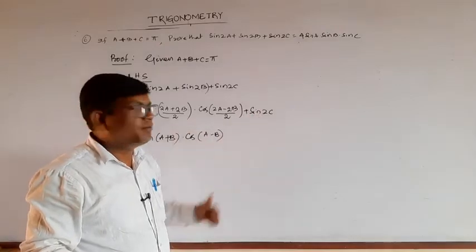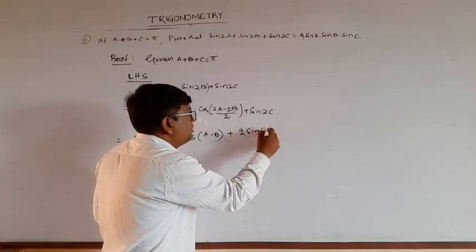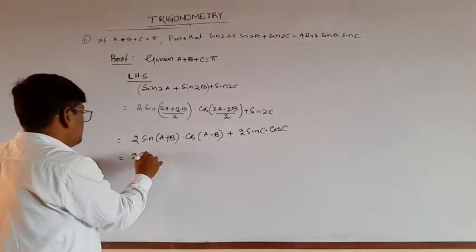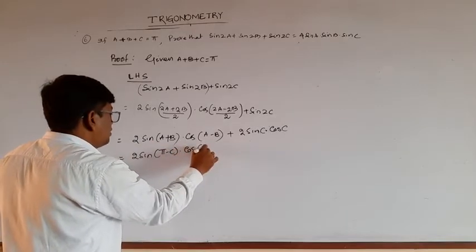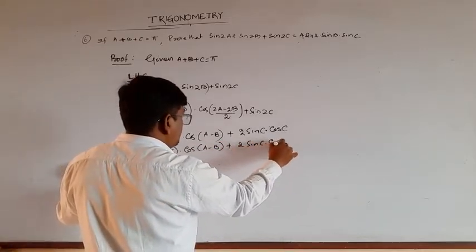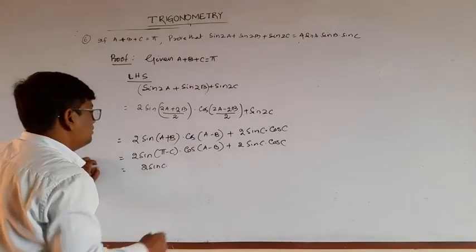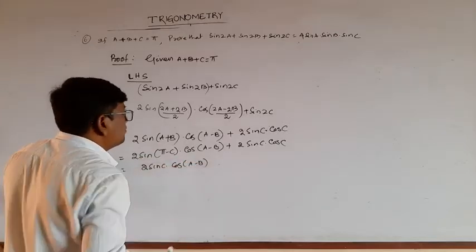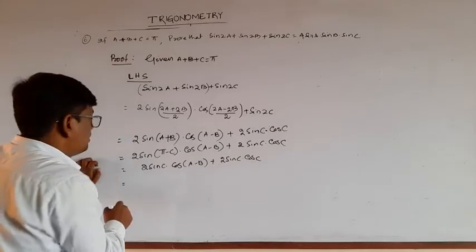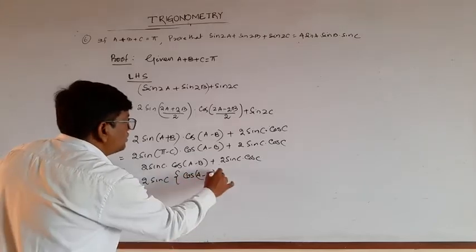Sin 2C. What is the sin 2C formula? That is 2 sin C cos C. Now A plus B equals what? π minus C. So 2 sin (π minus C) into cos (A minus B) plus 2 sin C into cos C. Now sin (π minus C) is equal to sin C. So 2 sin C into cos (A minus B) plus 2 sin C into cos C. So 2 sin C is common, and this is cos (A minus B) and this is cos C.